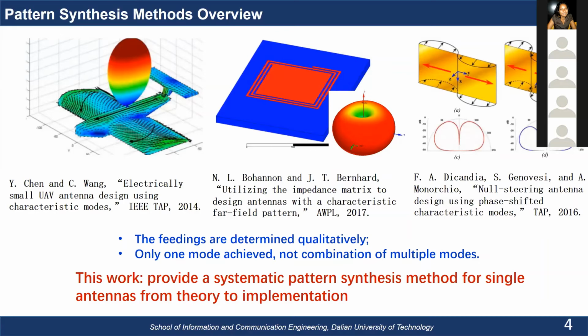However, there's one drawback: in most of those publications, the feedings are normally determined qualitatively by examining the current distributions or just by experience. Besides, normally only one dominant mode is excited. If a combination of multiple modes is excited, it is difficult to find the feeding points or the feeding arrangement. So in this work, we are trying to provide a systematic pattern synthesis method for single antennas from theory to implementation. I think the main focus is on how to feed the antenna, from theory to really make it practical.